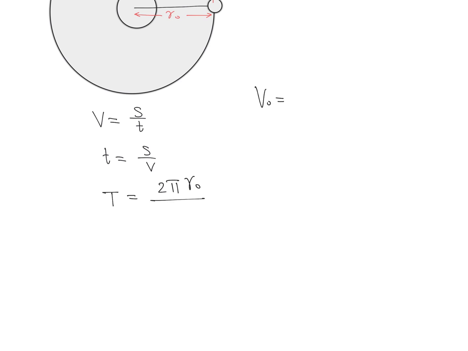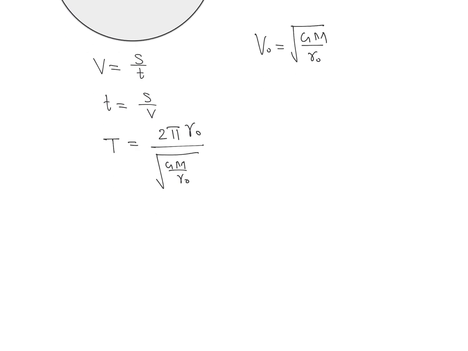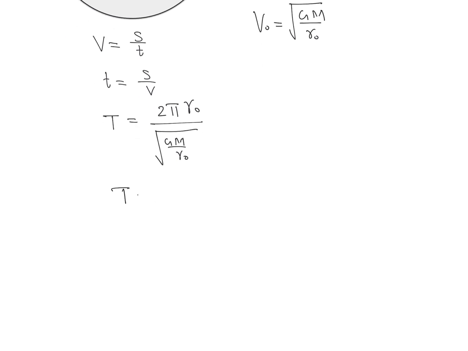the orbital velocity, which we discussed in the last part. The equation for orbital velocity is root of GM divided by r naught, where G is the universal gravitational constant, M is the mass of the planet around which this satellite is moving, and r naught is the radius of the orbit. If we substitute this value here, we can write it as 2 pi r naught into under root of GM divided by r naught. We can rearrange this equation in this form.